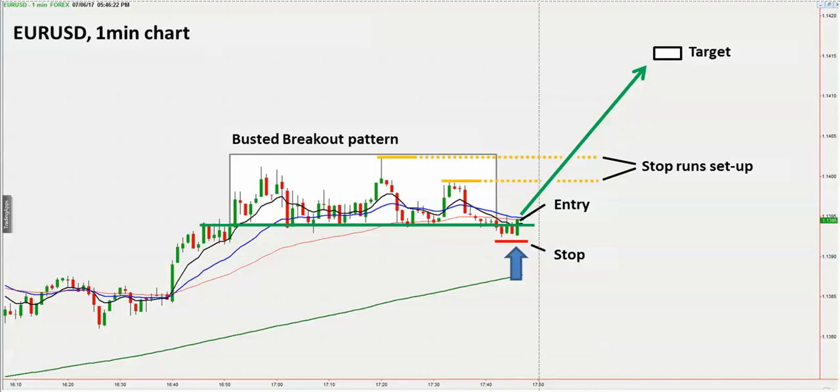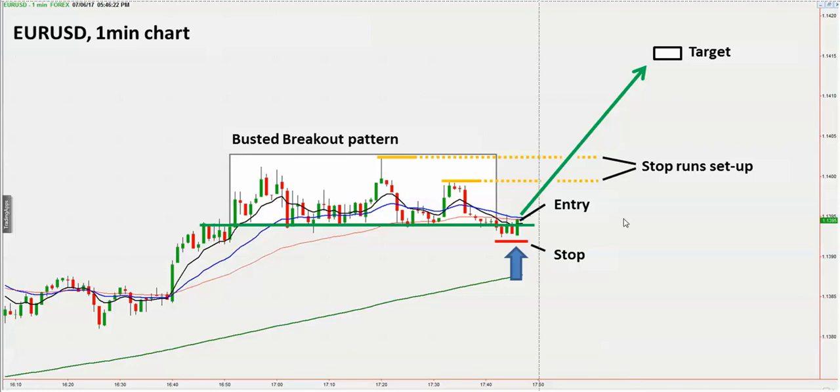As you know, I've got a strong belief that the markets are fractal. So I'm trading this pattern, this busted breakout pattern, which is my system 1, in any time frame, be it very short term or longer term, even weekly or monthly charts, and on any currency pair. So that's the advantage of the fractality of markets.